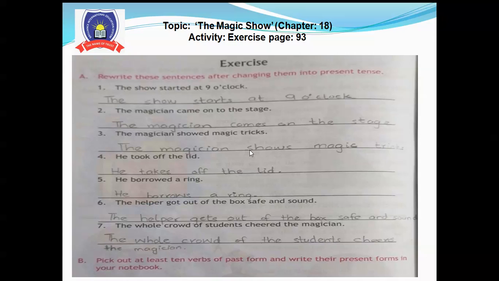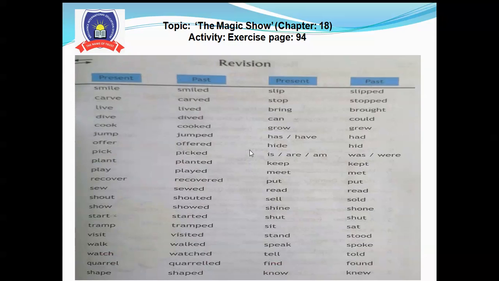Okay. Now open your book page 94. Here verbs are given in the form of present and past. So you have to learn them. I'm going to read it once for you. You have to listen to me. Okay. Shall we start it?